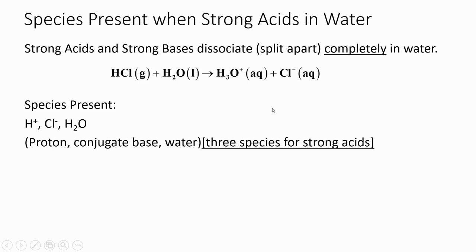Okay, questions on that? So we're looking for 3 species for a strong acid: the hydrogen ion, the conjugate base, and water. We get those 3.